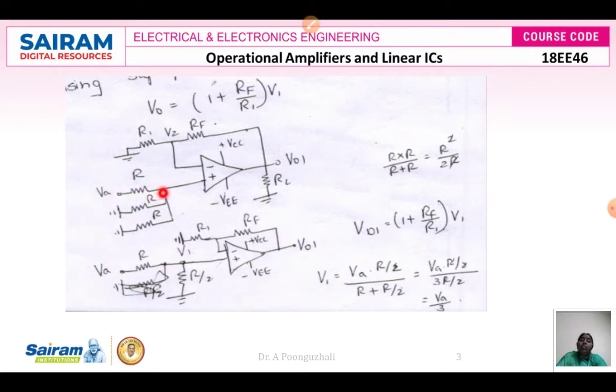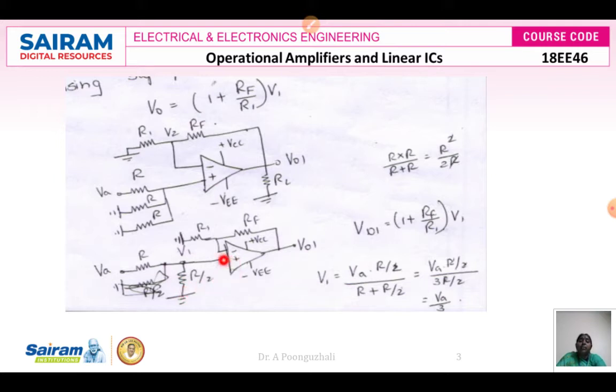So how do we find the voltage at this point? This point is nothing but the V1 voltage. To get it, these two resistances are in parallel. In parallel, the total resistance is R into R divided by R plus R, that is R square divided by 2R. So R and R get cancelled, and it is R by 2. So I can redraw the circuit with R by 2.